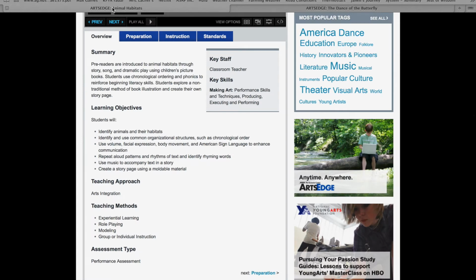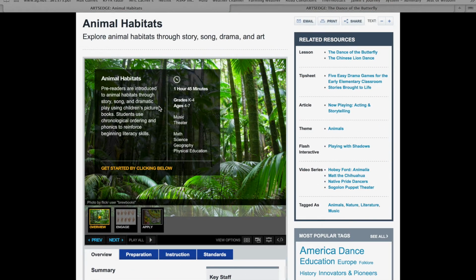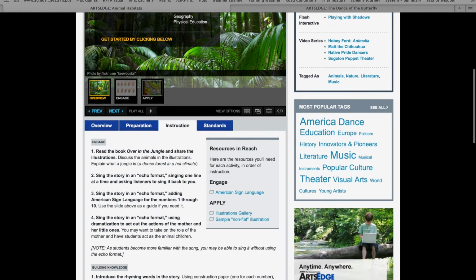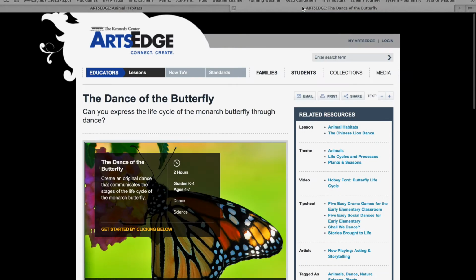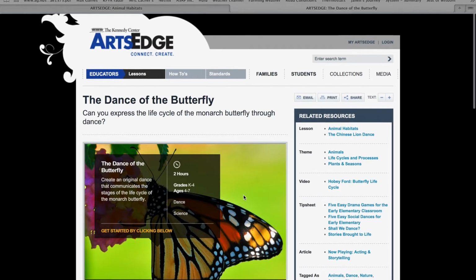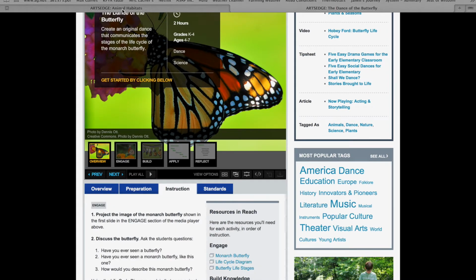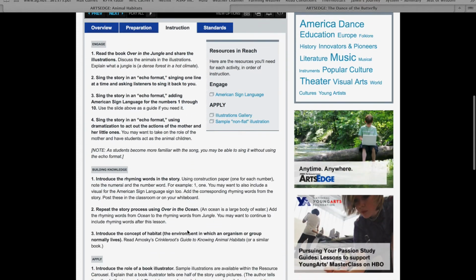How are critical thinking skills addressed in each study? In the lesson Animal Habitats K-4, the critical thinking skills addressed are performance skills and techniques, producing, executing, and performing. In The Dance of the Butterfly, the critical thinking skills addressed are composing and planning, producing, executing, and performing. Compare the effectiveness of critical thinking techniques in each case study. Both studies would be very effective for teaching students the critical thinking techniques of composing, planning, producing, executing, and performing.